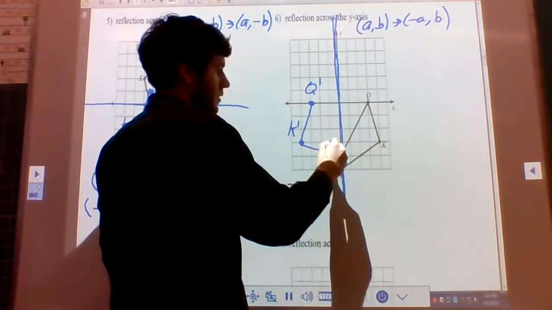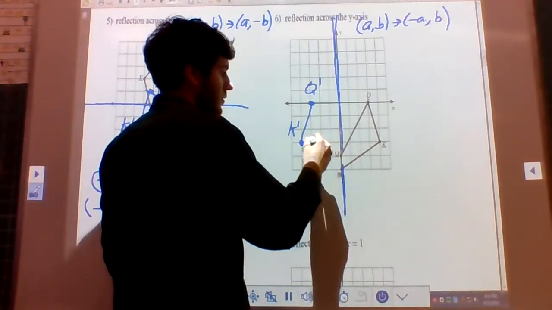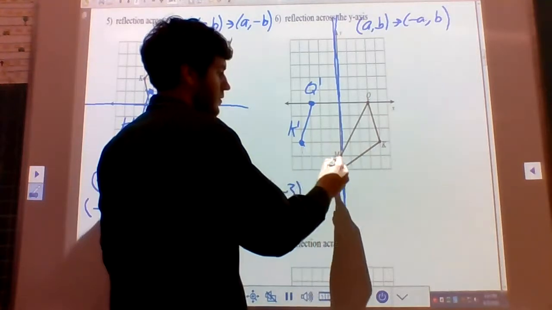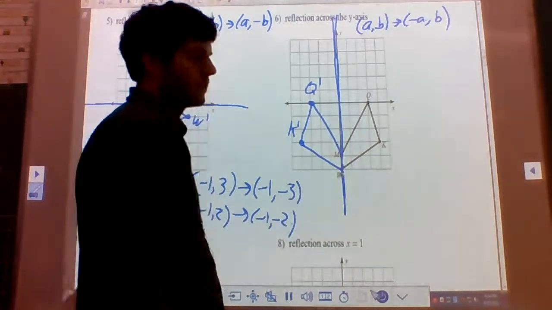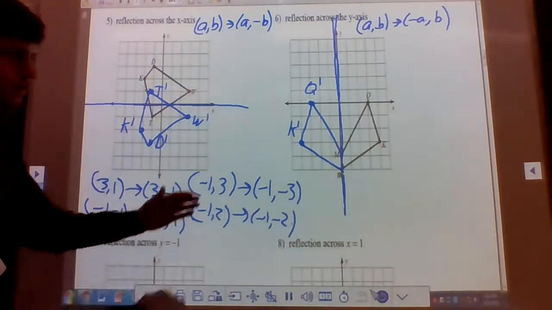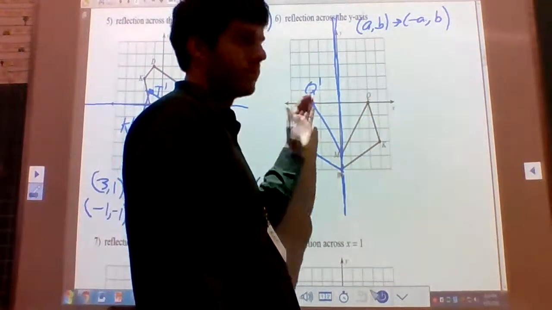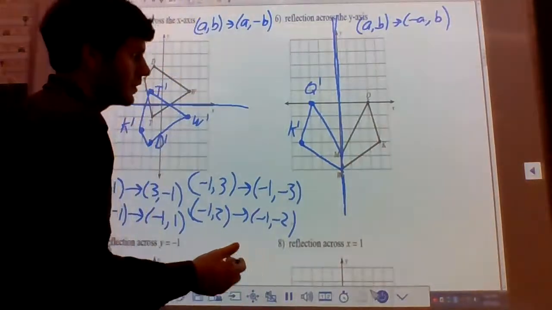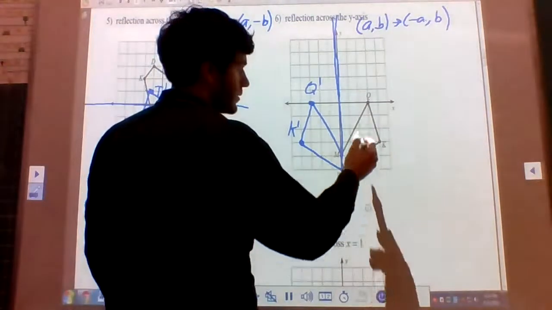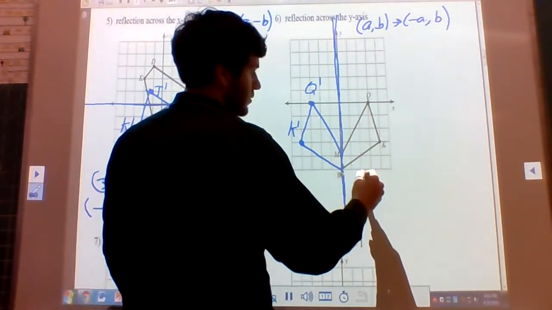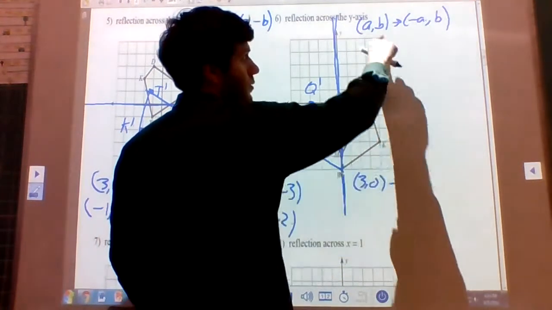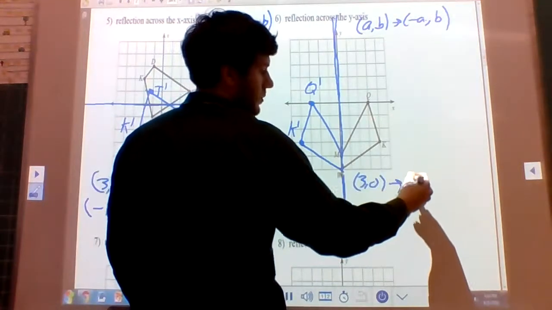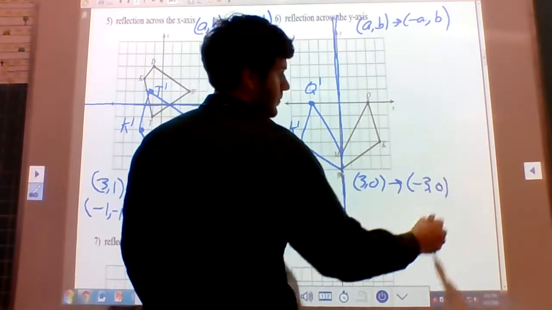the rest of our figure. As we can see, it reflects perfectly over. We want to write the points out again. And let's start with Q. So Q is (3, 0). Okay, so we flip the sign of the first one, so it becomes (negative 3, 0).